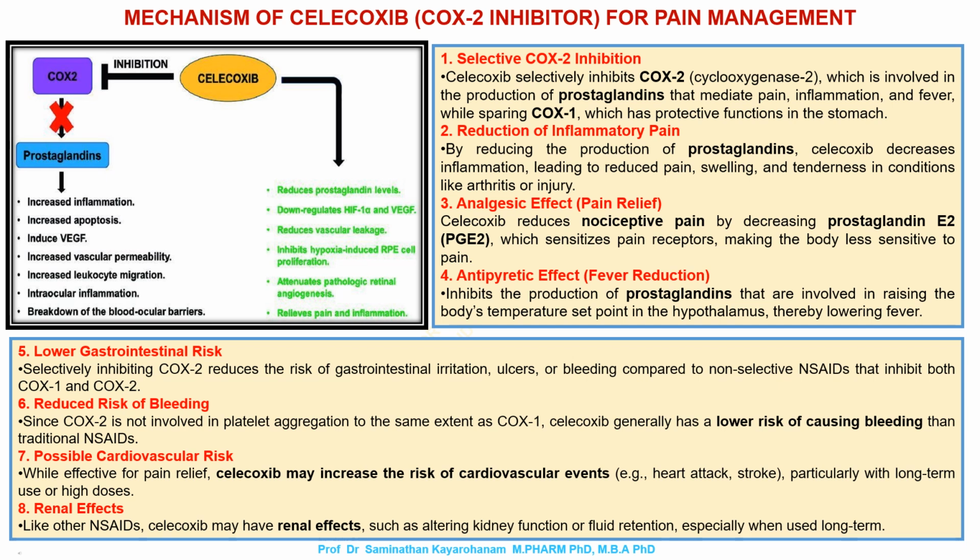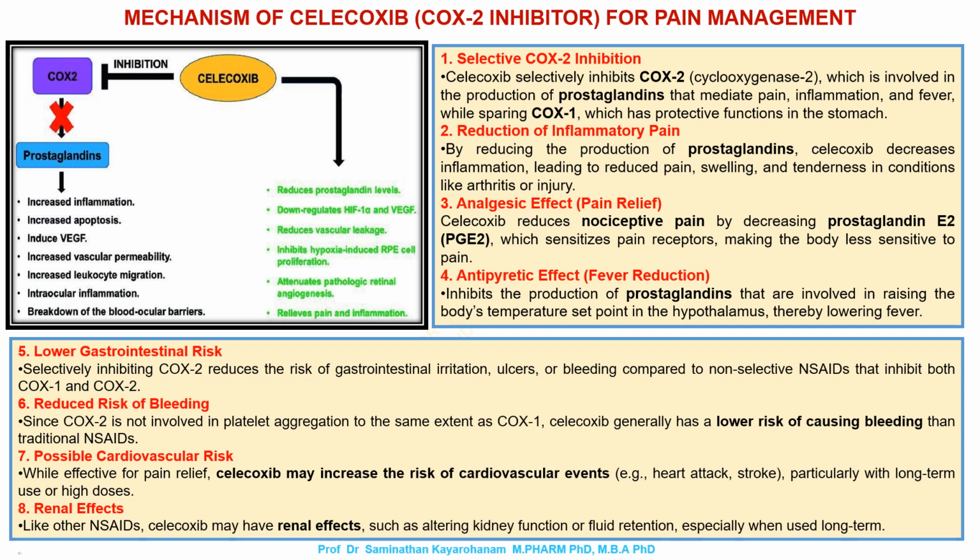4. Antipyretic effect, fever reduction. Inhibits the prostaglandins that are involved in raising the body's temperature set point in the hypothalamus, thereby lowering fever. 5. Lower gastrointestinal risk. Selectively inhibiting COX-2 reduces the risk of gastrointestinal irritation, ulcers, or bleeding compared to non-selective NSAIDs that inhibit both COX-1 and COX-2.